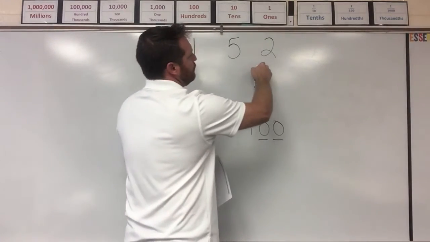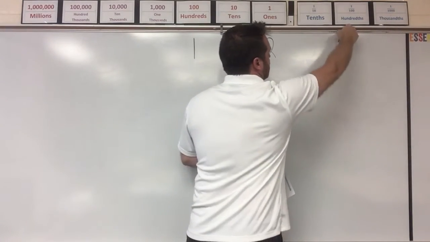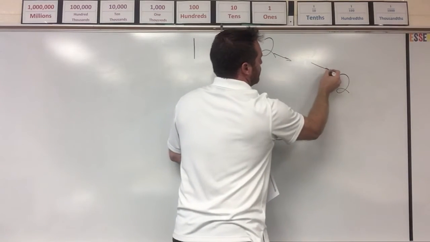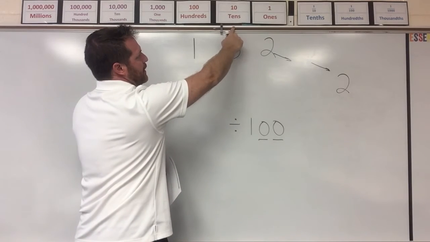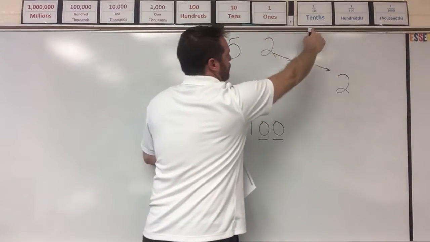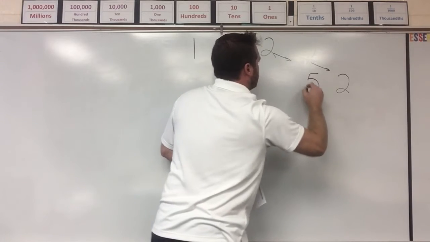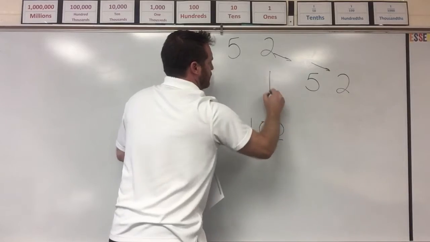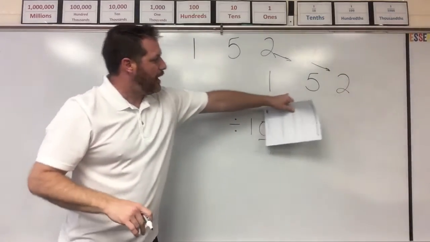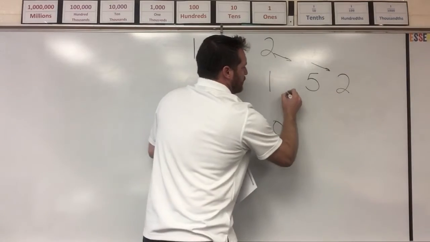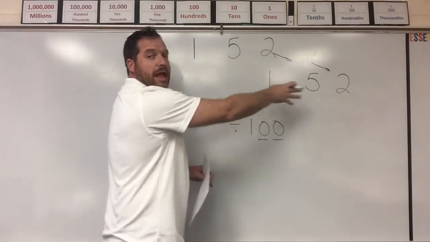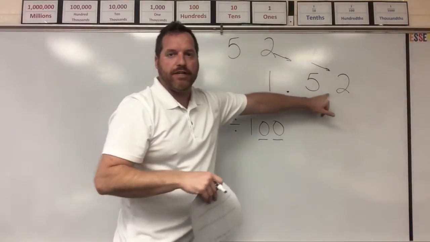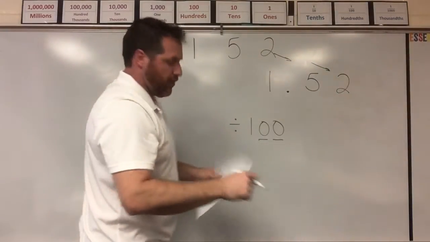So this 2 moves over 2 places all the way to the hundredths. It moves to the tenths and to the hundredths. This 5 in the tens place moves over 2 places to my tenths. And this 1 moves over 2 places to my ones. Since this is the ones place, I must have a decimal so I can separate my whole numbers and my numbers that are less than 1. This number is 1 and 52 hundredths, okay?